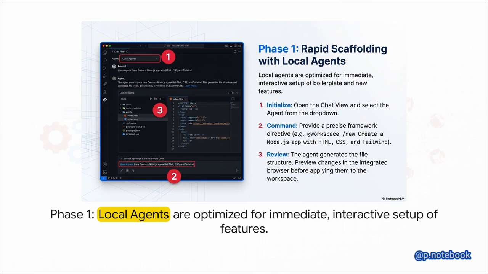You grab a local agent, give it a clear command, say, create a new Node.js app with these specific tools, and bam, the agent just goes and builds the entire file structure, all the boilerplate code. You go from 0 to a running start in literally seconds.